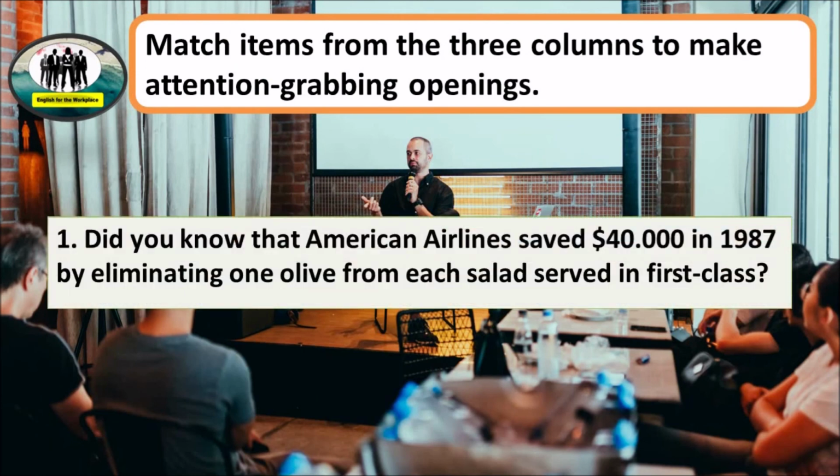Opening number 1. Did you know that American Airlines saved $40,000 in 1987 by eliminating 1 olive from each salad served in first class? Here it's an interesting fact, okay, that will help you grab your audience's attention. This is very interesting information.